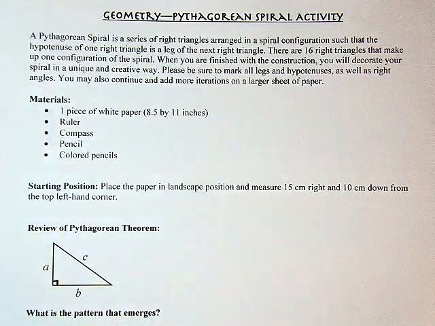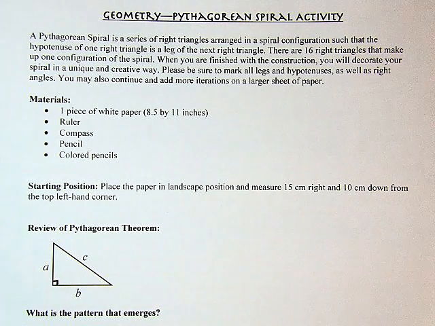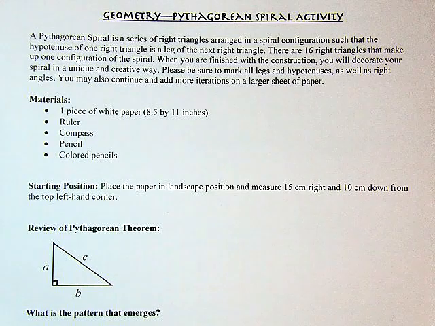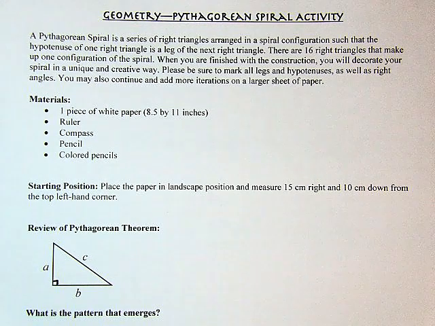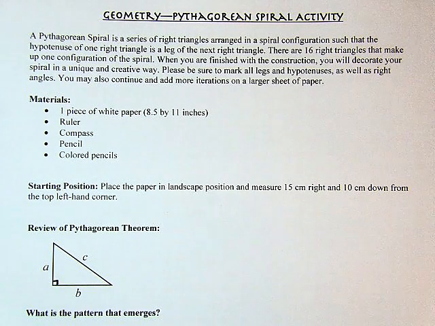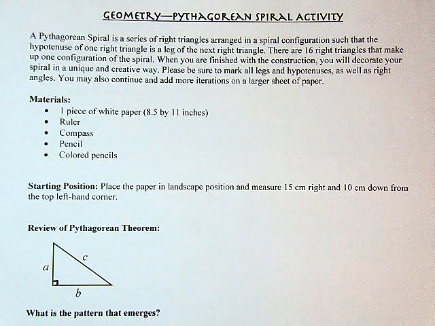All right, materials that we're going to need. We need one piece of white paper, a standard 8.5 by 11 inch white sheet of paper. We need a ruler, our compass, a pencil, and our colored pencils to decorate and beautify in the end.